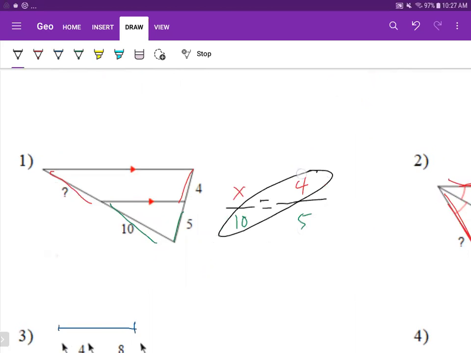Then it's just like all the other ones. 4 times 10 is 40. X times 5 is 5x. So 8 equals x. That's the answer to this first one.